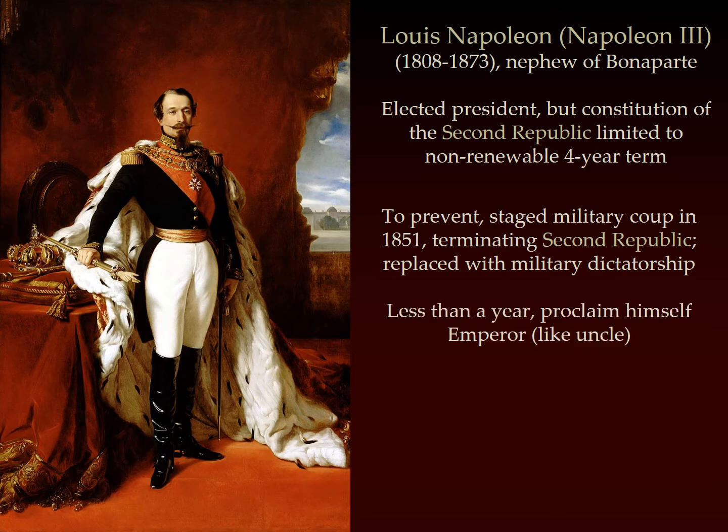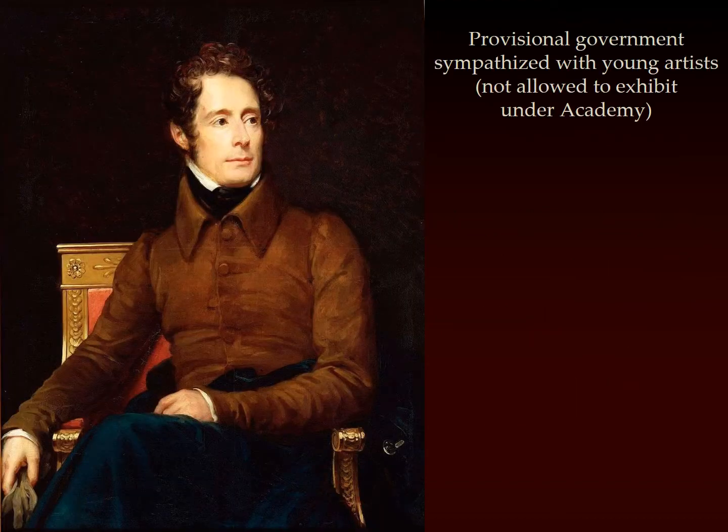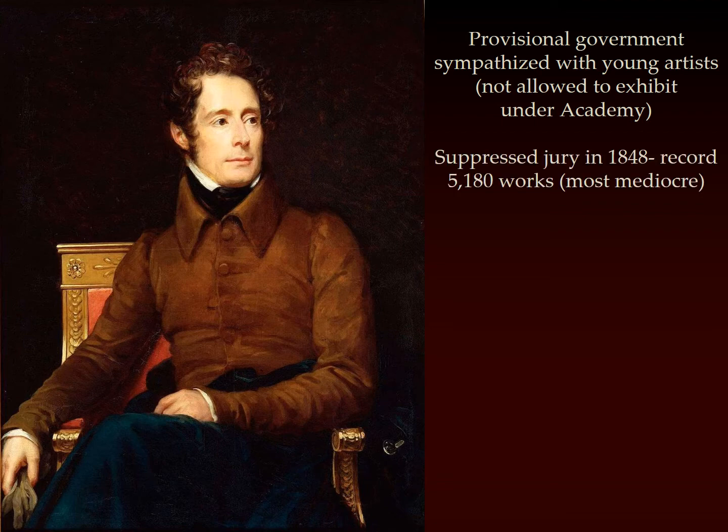Less than a year later, he proclaimed himself emperor like his uncle and ruled until the Prussians invaded France in 1870. The provisional government, by way of art, was very sympathetic to the young artists who were not allowed to exhibit under the Academy, as we discussed. Because of this, the government suppresses the jury in 1848, effectively taking the mechanism out of play that would prohibit them from exhibiting.